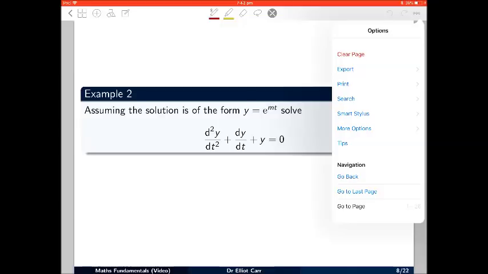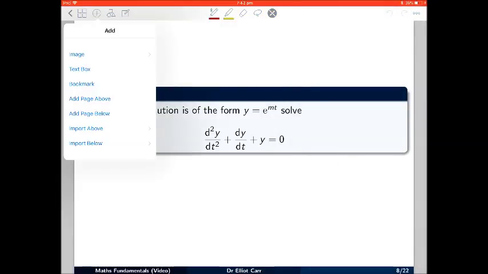Just need to figure out how to add a page. Okay, this is it.